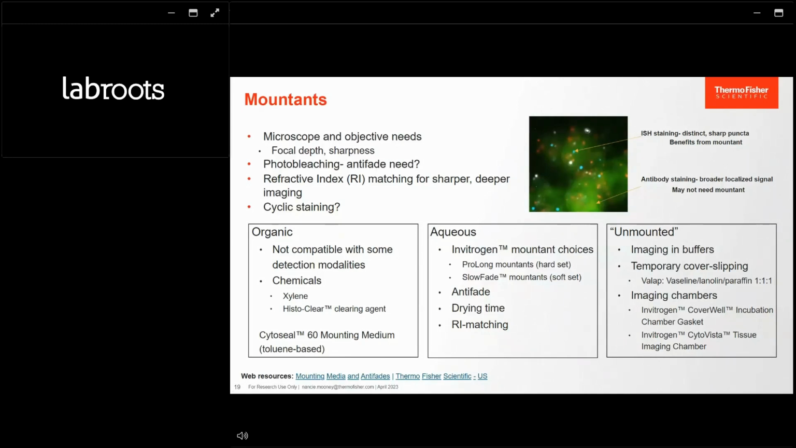If you're using a fluorescent detection modality, aqueous mountants are really the way to go. Invitrogen has two different sorts. There's ProLong and SlowFade. ProLong is our hard set mountant, and so after it dries, the coverslip just really will not move. It also contains antifade reagents so that you have to worry less about photobleaching while you're imaging. And it has very good RI matching capabilities that will give you that depth and clarity in your imaging.